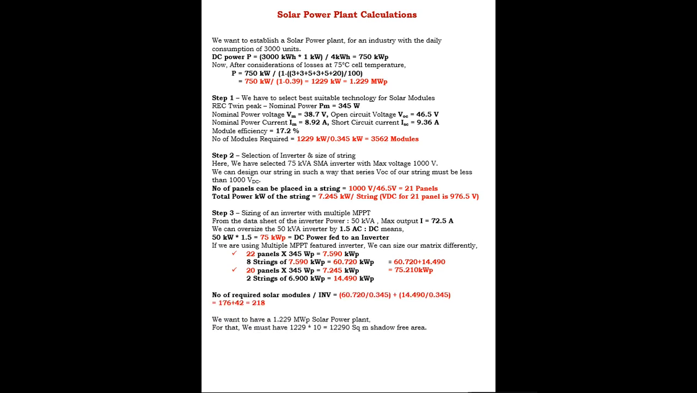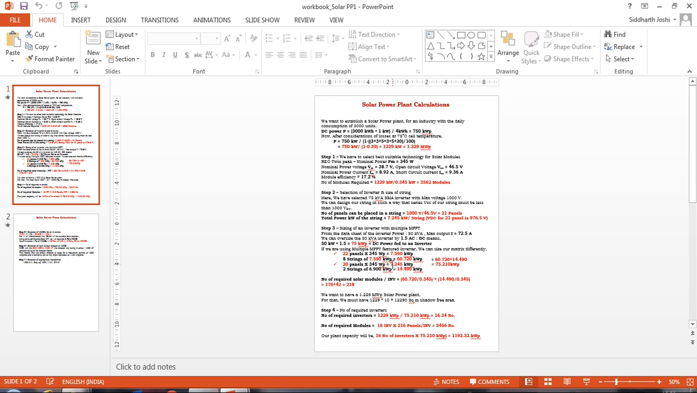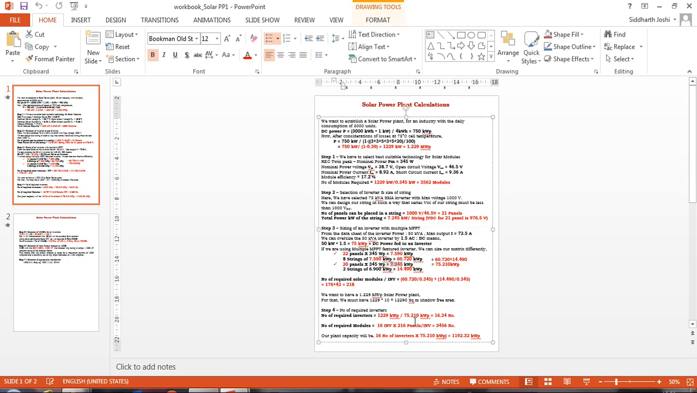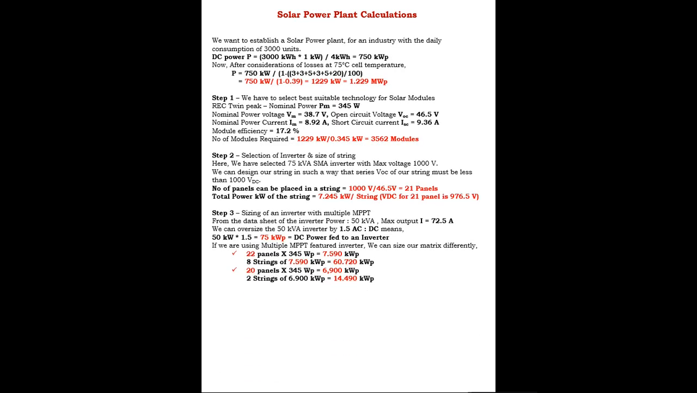So the number of modules are 176 plus 42, that is this divided by the panel rating and this divided by the panel rating. I'm sorry, over here it must be the 7.245. So if you multiply this 20 with 345, it is over here. I'm sorry for this, 6900 peak. If we go with the 6900 peak and then we add the same thing, we'll get the same output.